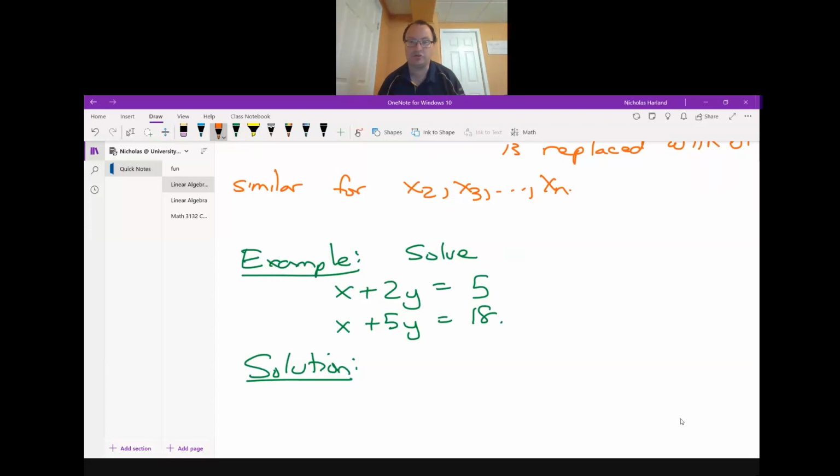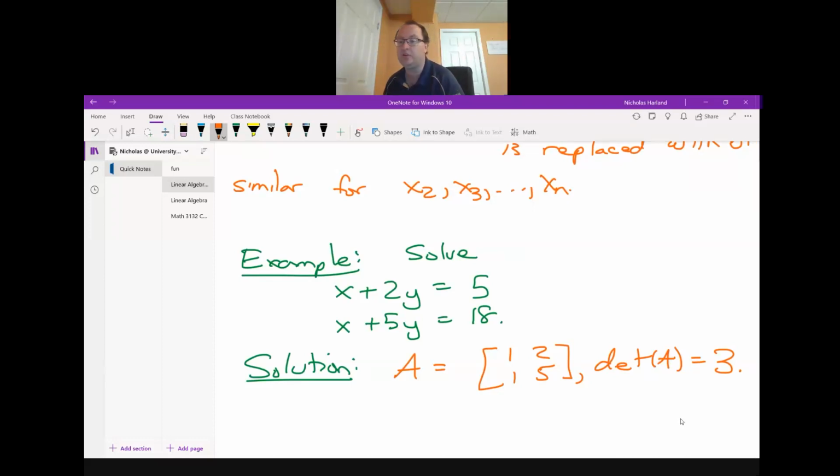So if we wanted to use Cramer's rule here, we're first of all going to have to figure out what the coefficient matrix A is. So that's 1, 2, 1, 5. And the determinant of A is 5 minus 2, so that's 3. The first thing to note is the determinant of A is not equal to 0, and hence we can use Cramer's rule.